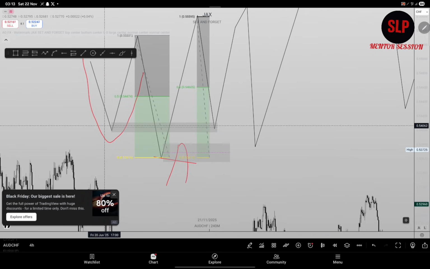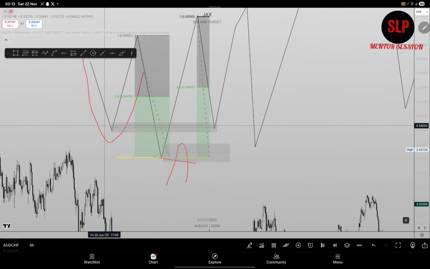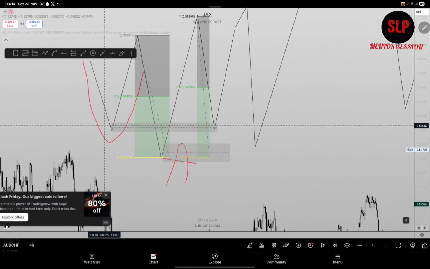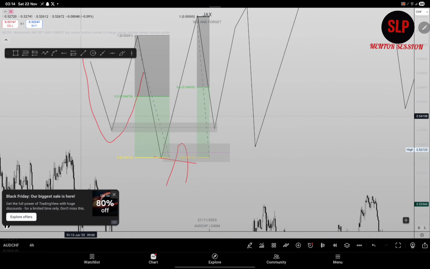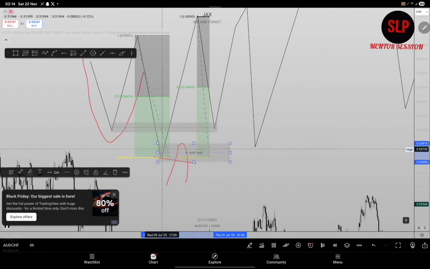So if the inducement or the structural liquidity is in the same line or appears to have tapped the order block or the QMR, you just know that after the break of structure, when price comes down, it will come to the protected low, tap into it and bounce off it.